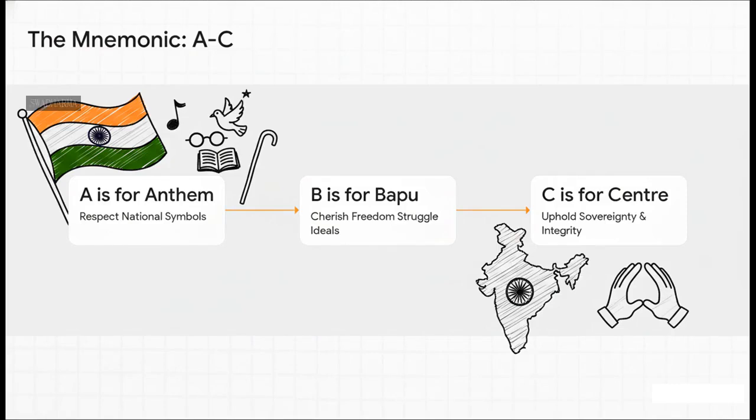Simple. A is for anthem, respecting our national symbols. B is for Bapu, Mahatma Gandhi, which is a great way to remember that we need to cherish the noble ideals from our freedom struggle. And C is for center, reminding us that it's our duty to uphold and protect India's sovereignty, unity, and integrity. See? Pretty straightforward so far, right?